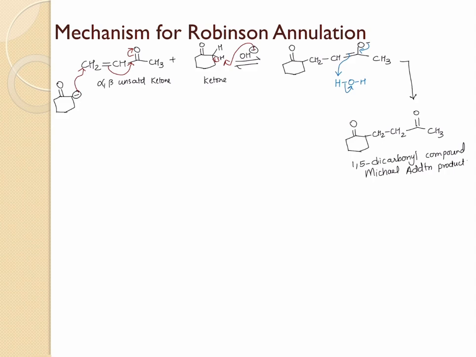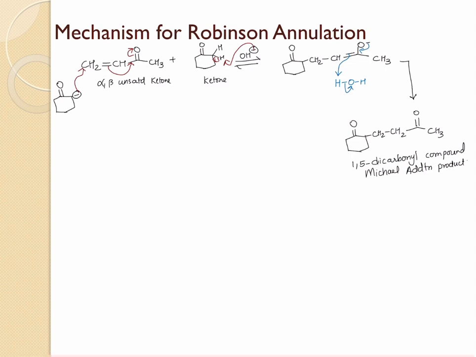Why is this a 1,5-dicarbonyl compound? You can see that when you consider this functional group, this is carbon 1, 2, 3, 4, 5. The second functional group is at the 5th carbon, right? So this is a 1,5-dicarbonyl compound. Next, this is going to undergo an intramolecular aldol addition reaction because you do have two carbonyl groups, right? So this is a ketone and this is also a ketone. This is a diketone, and therefore this can undergo intramolecular aldol addition reaction.